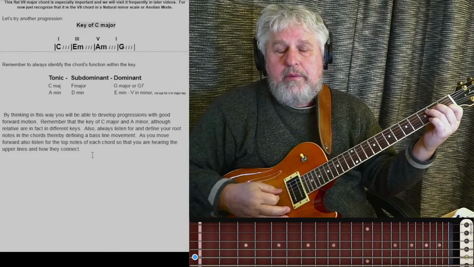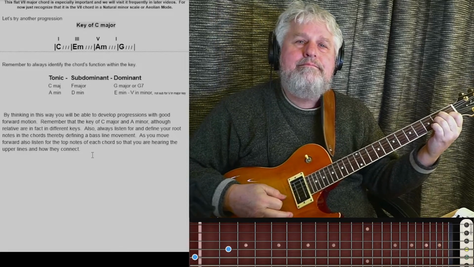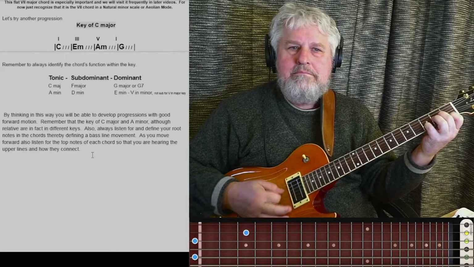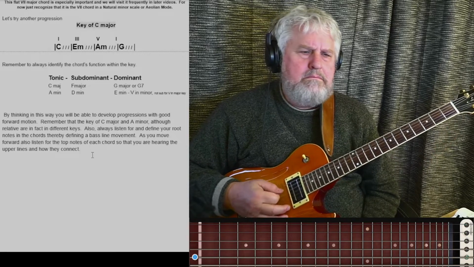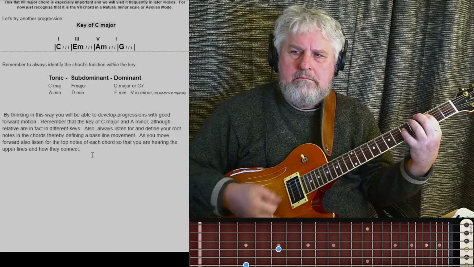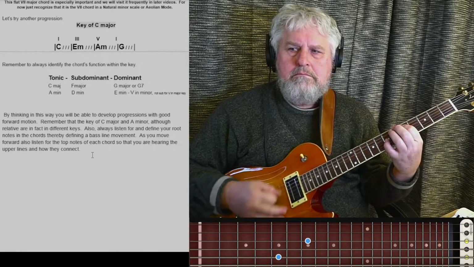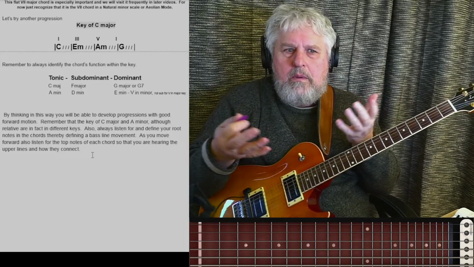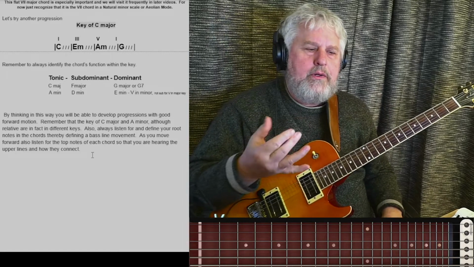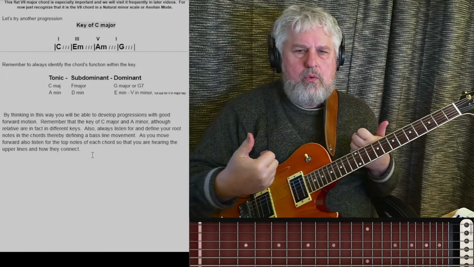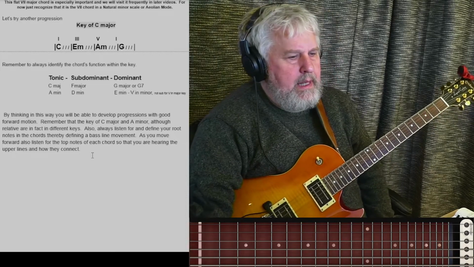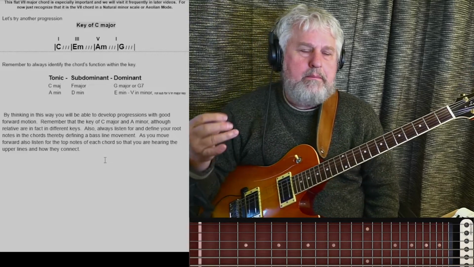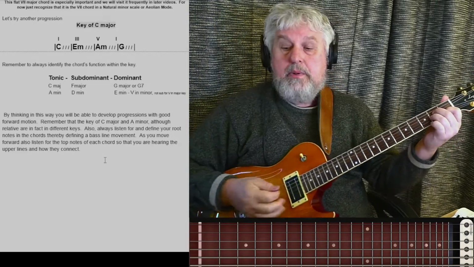Yeah, right. So let's take this one again. Nice bass line. And so if you hear the bass line, the bass line will imply a whole bunch of stuff. And it's good for your hearing because you start to hear the chords build up from the bass, right? As you move forward, also listen for the top notes of each chord so that you are hearing not only the bass lines, but upper lines as well.